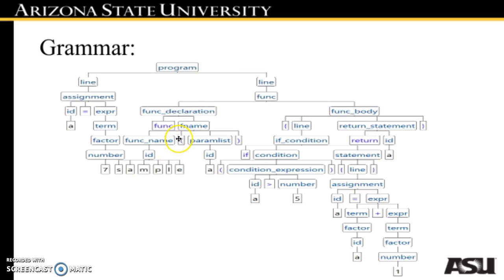The function declaration has the keyword func, it starts with, followed by a function name. Now the list of parameters is optional. You can have 0 or multiple parameters. The function body can again have multiple lines followed by a return statement. This is it for the grammar part. Now we will continue to the lexical analysis and parsing, which will be taken over by Soham.